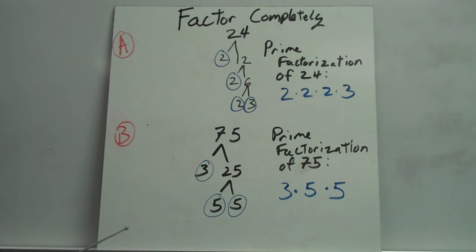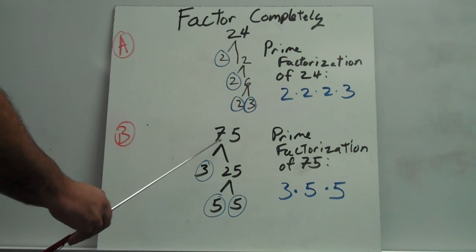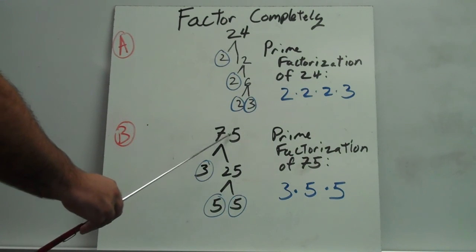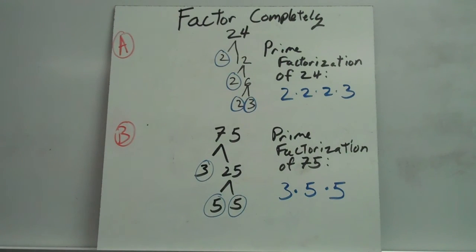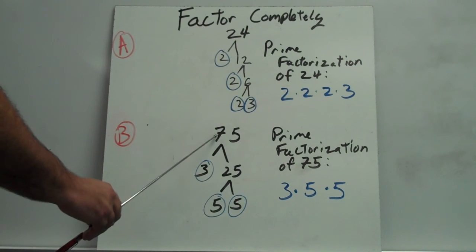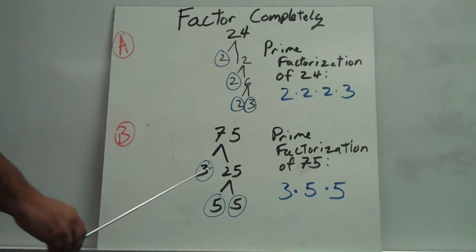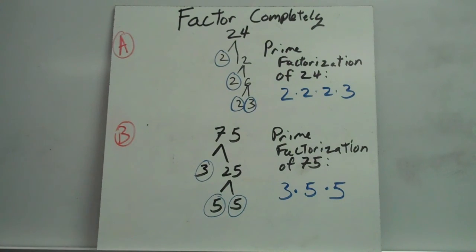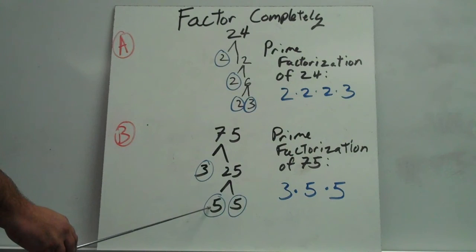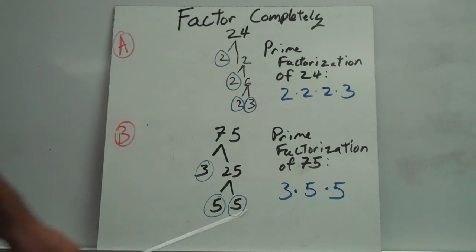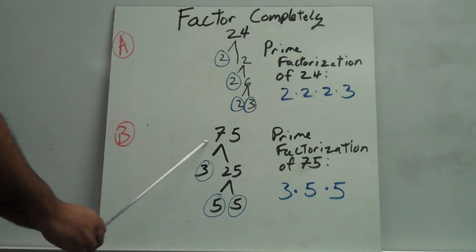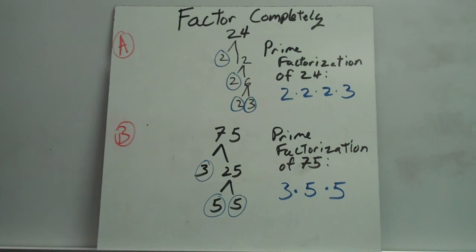For 75, I knew that 3 went into 75 because 7 plus 5 is 12, and 12 is divisible by 3. So when I factor out a 3 out of 75, I'm left with 25, and I know that 25 is the perfect square of 5. So I know that the factors of 25 are 5 times 5. So the prime factorization of 75 is 3 times 5 times 5.